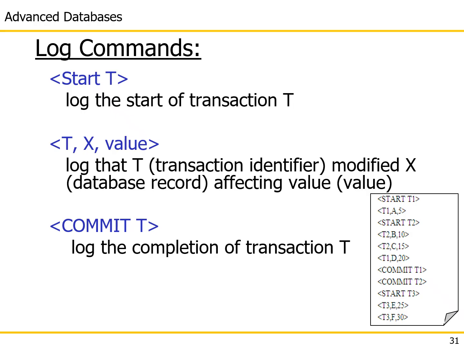So T1 starts, and then T1 is doing something, and then T2 starts, and then T2 is doing something, and then T1 is doing something. Why? Because every transaction runs in its own thread. So there's interleaving between transaction actions in the log.